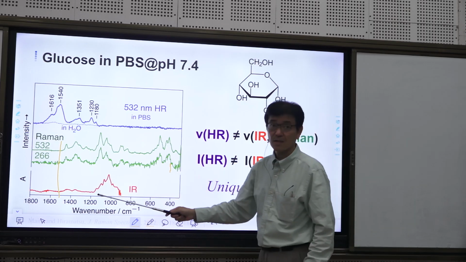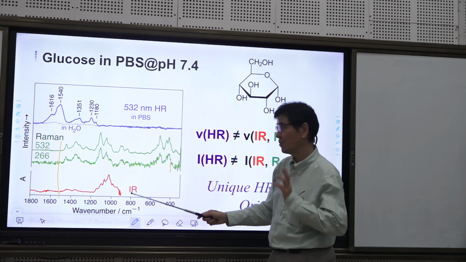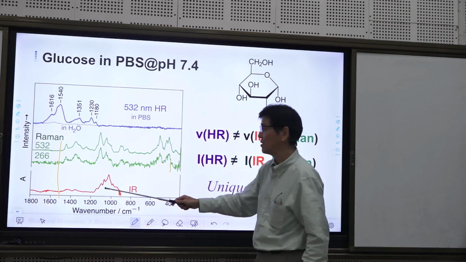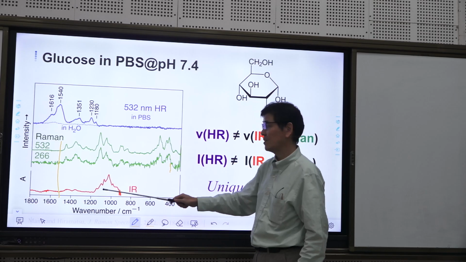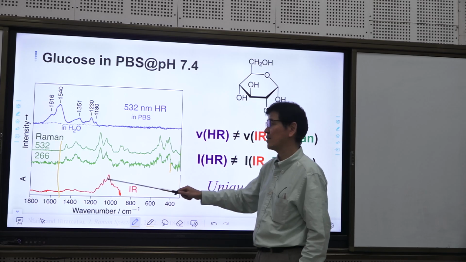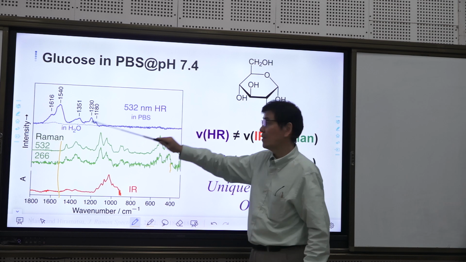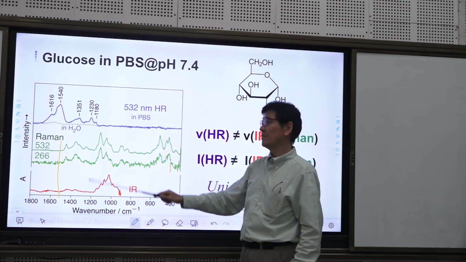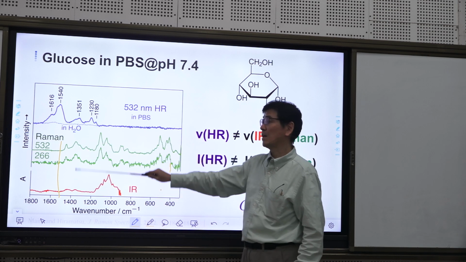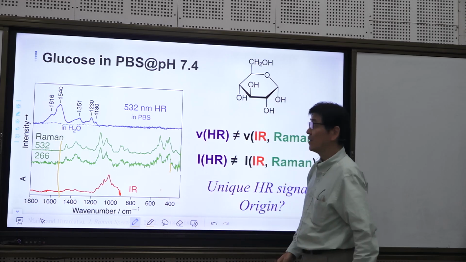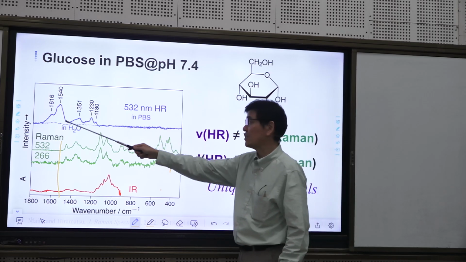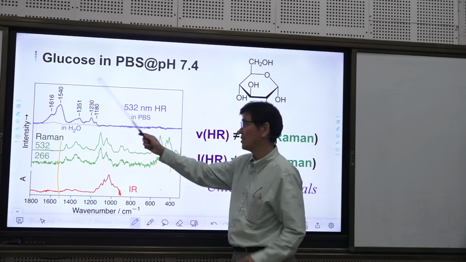The IR spectrum, which we measured two days ago, gives peaks that are again already assigned. So IR and Raman spectra are measured properly. We have a good skill already. But the hyper-Raman signal is quite different. What is this?